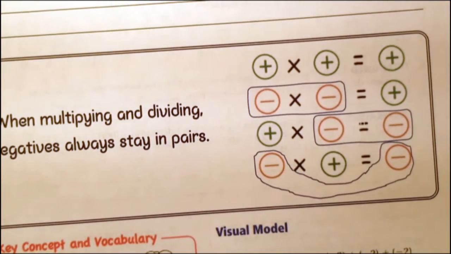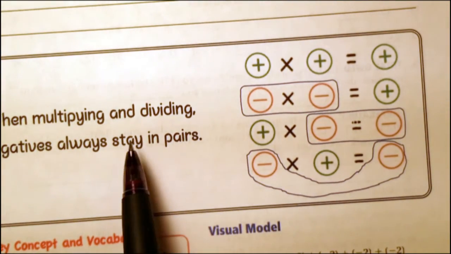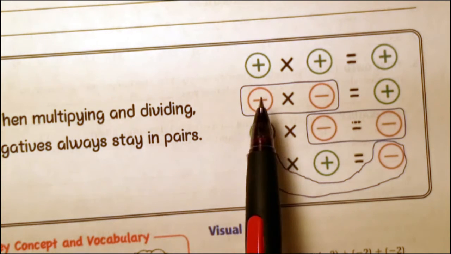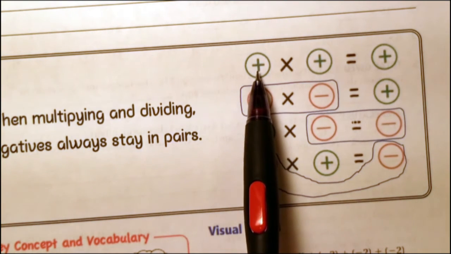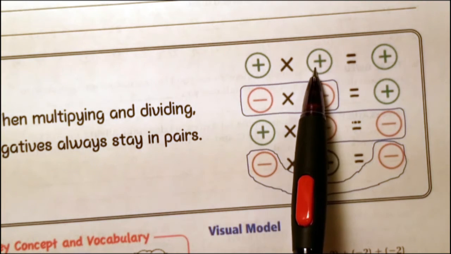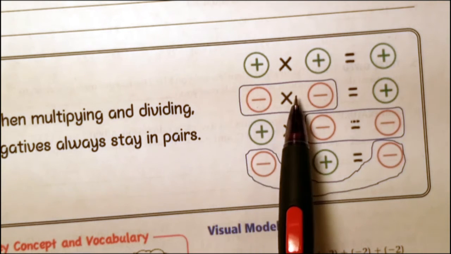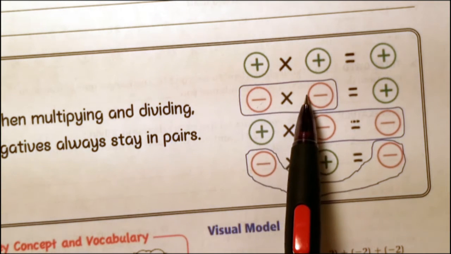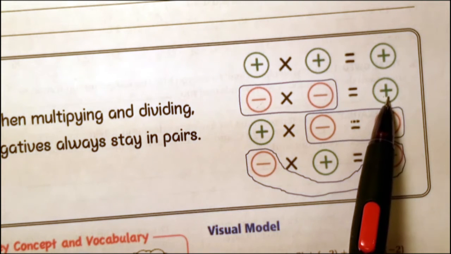So when you're multiplying and dividing, it goes the same way. So our shortcut to helping us to remember this is that it's always in pairs. So here, a positive times a positive, there's no negatives here, so you cannot have a negative. Here you've got a negative here and a negative here, so you've got one there, your second one there. This has to be a positive because it cannot be another negative.